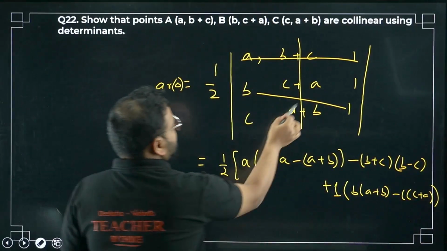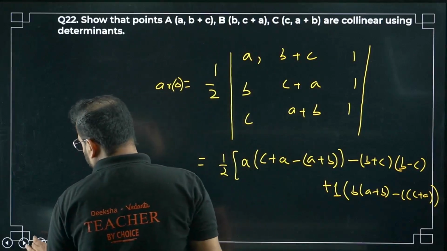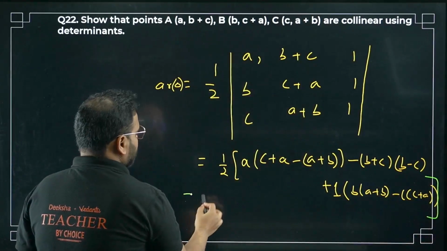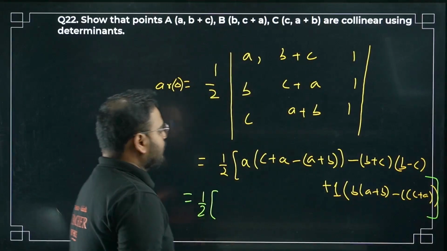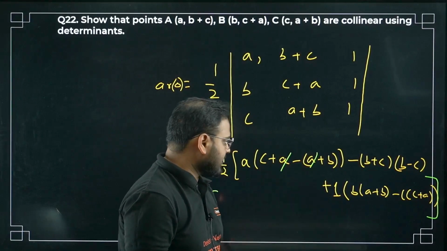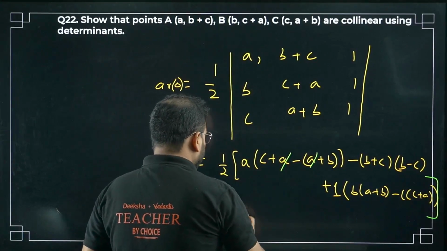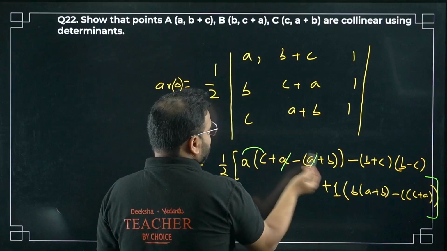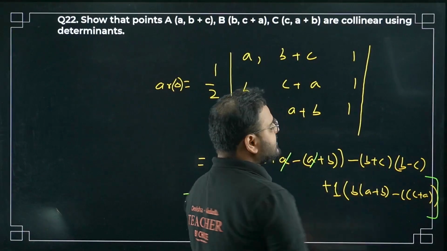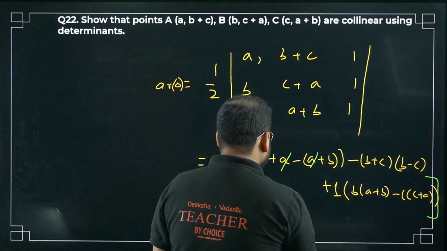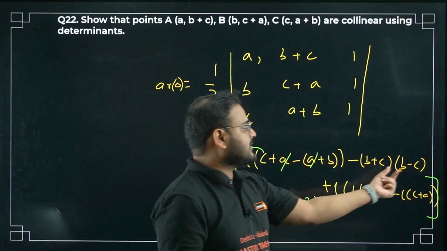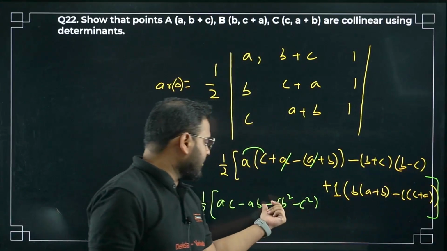Let me erase this just for clarity. The outside bracket is closed. Keep 1 by 2 out. What do I get? A and A cancelled, plus A minus A cancelled, and I have AC with a minus sign, and AB, minus AB. Now what is this? Minus (B plus C) into (B minus C). It becomes minus (B square minus C square), and this minus sign outside I've kept like this.